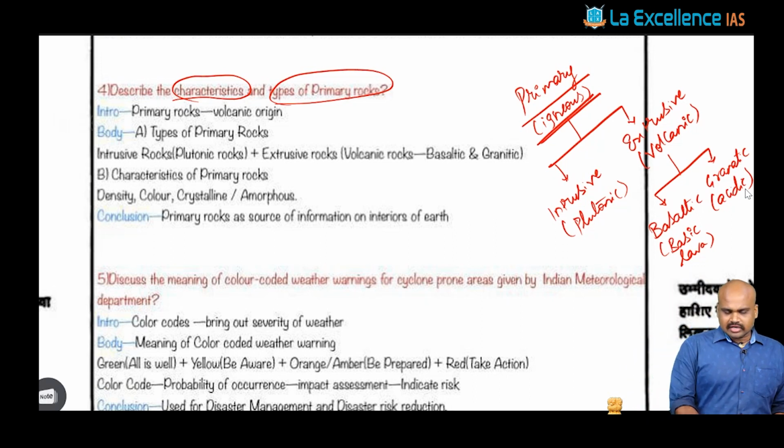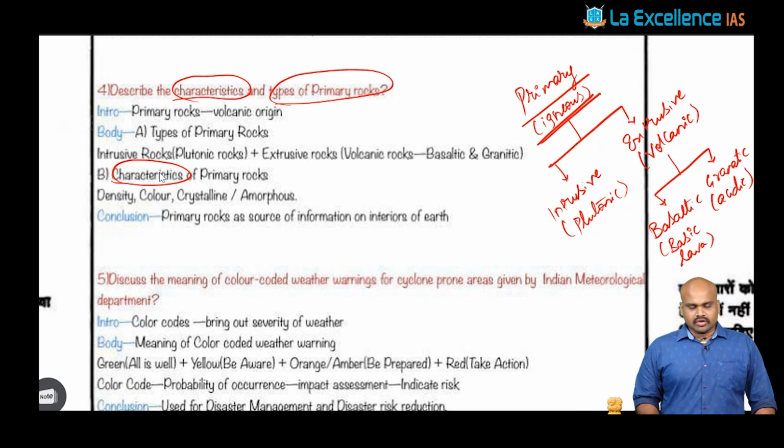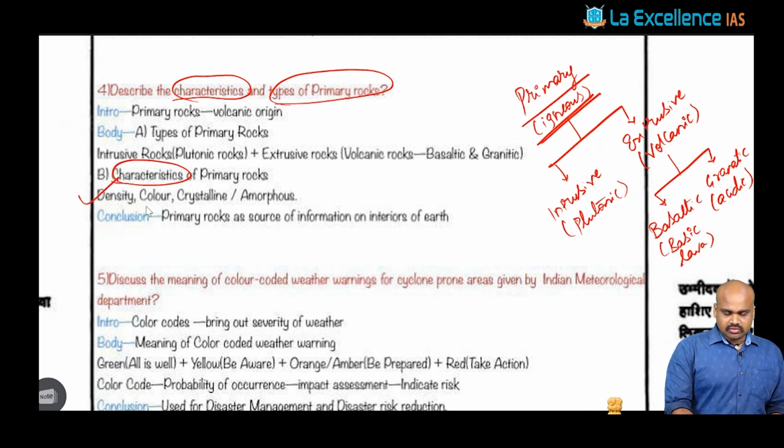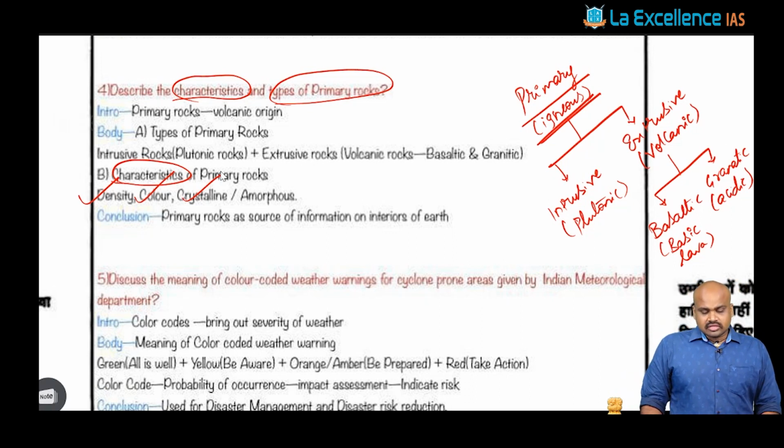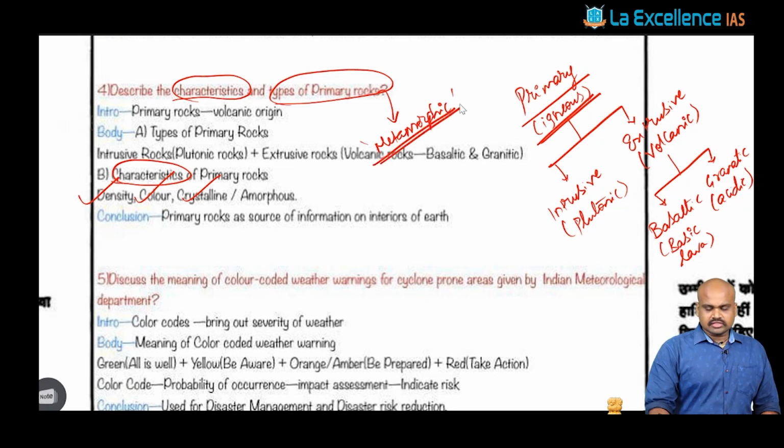When you look at the characteristics of primary rock, any characteristic of a primary rock would depend upon what? It would depend upon the density, the color, and the crystalline nature or the amorphous structure, right? Such things can be given. And apart from that, we know that these primary rocks will also result in certain forms of metamorphic rocks, that is, the secondary formations which result. That can be one transitioning line given as part of this question.